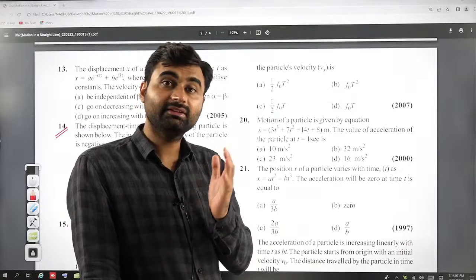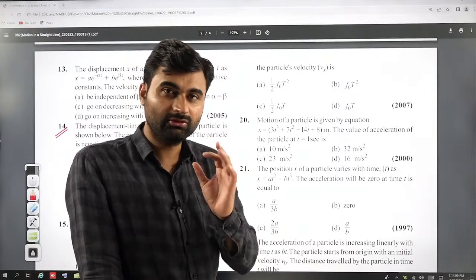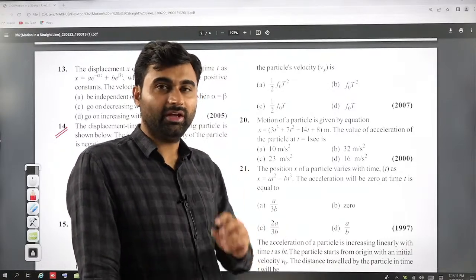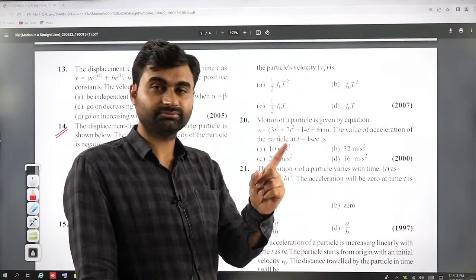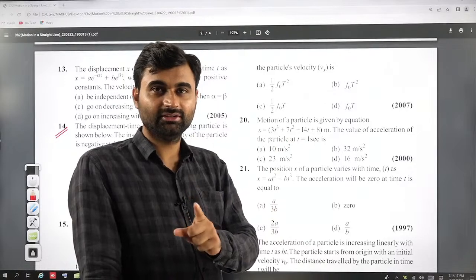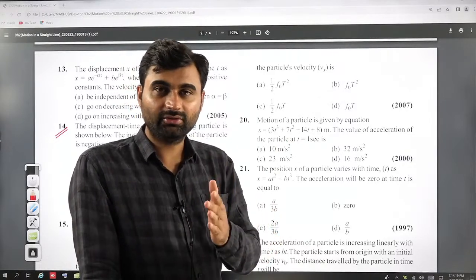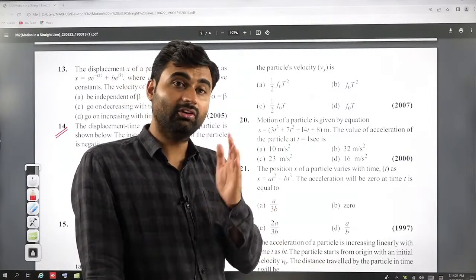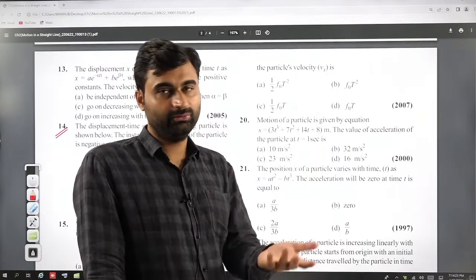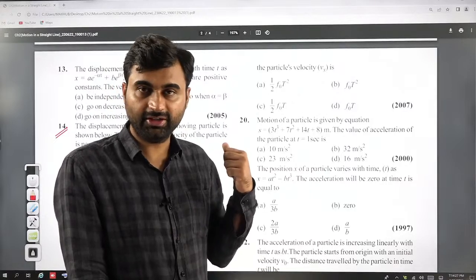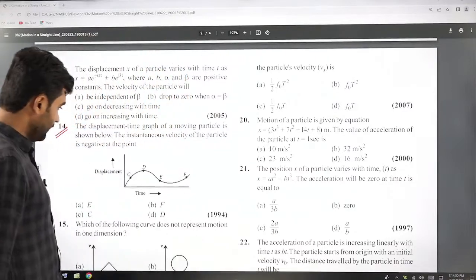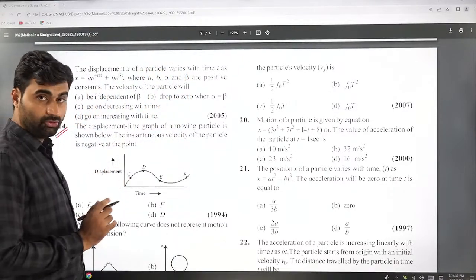Negative velocity means negative slope, and negative slope means what? If the angle made by the tangent is greater than 90 degrees, then that slope is negative. If the slope is negative, then the velocity is also negative for a displacement-time graph. Clear? So at C, first draw the tangent.